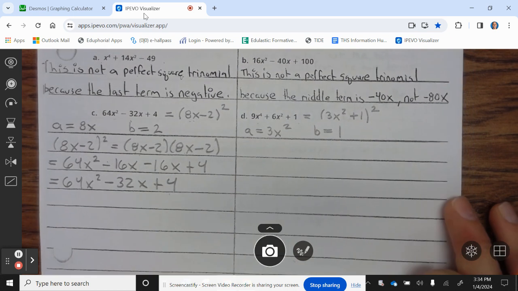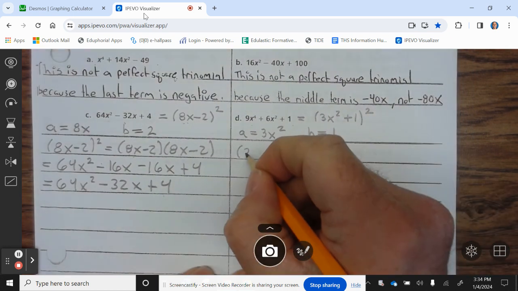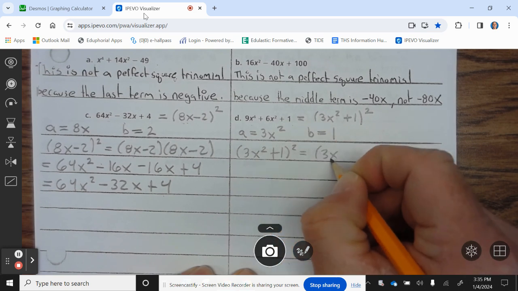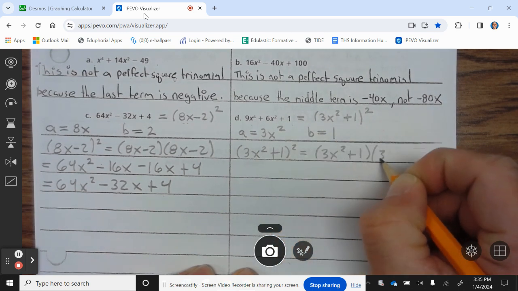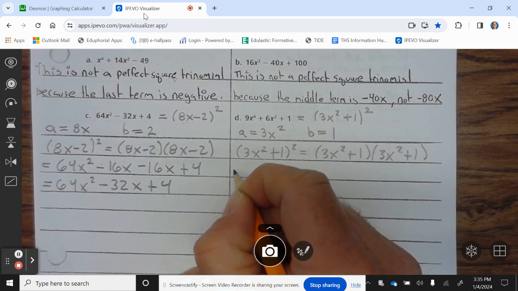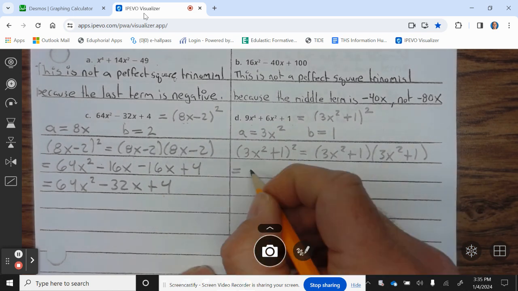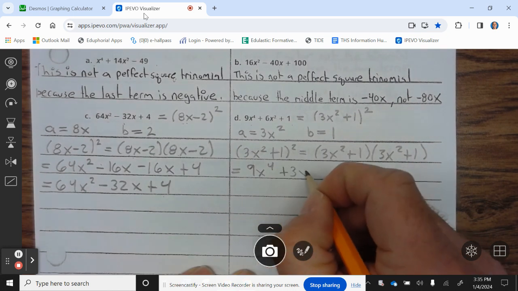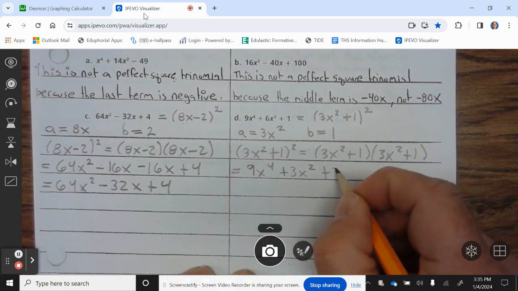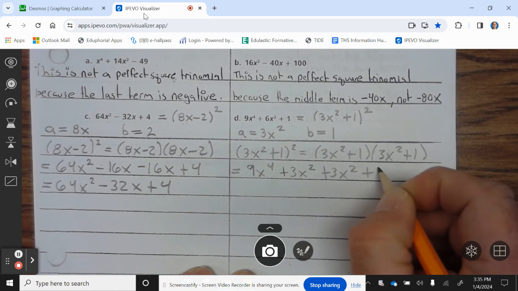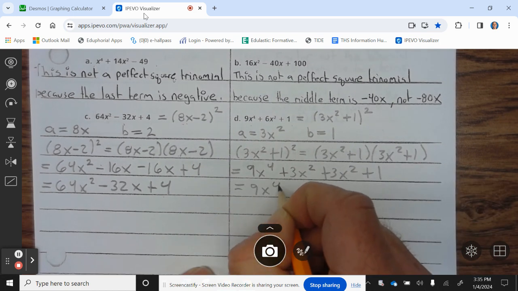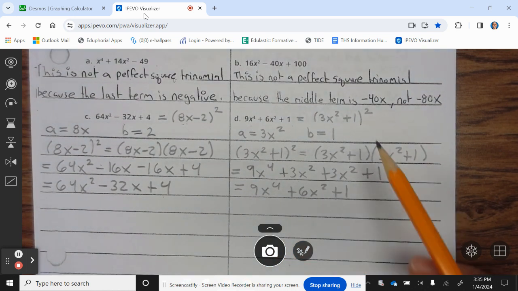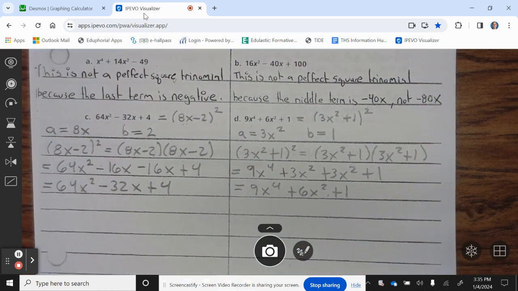All right, let's go and check out D. So 3x squared plus 1 squared is equivalent to 3x squared plus 1 times 3x squared plus 1. So let's FOIL that out. 3x squared times 3x squared is 9x to the fourth. 3x squared times 1 is plus 3x squared. 1 times 3x squared is plus 3x squared. And 1 times 1 is plus 1. So that simplifies to be 9x to the fourth plus 6x squared plus 1. So you can see that this is a factor of this. All right, go ahead and finish it up.